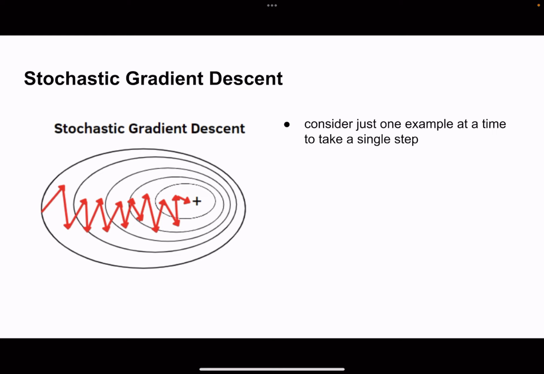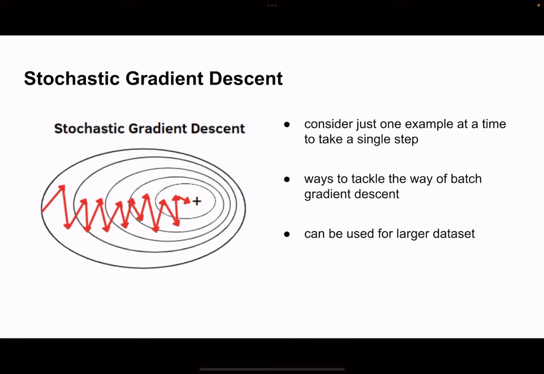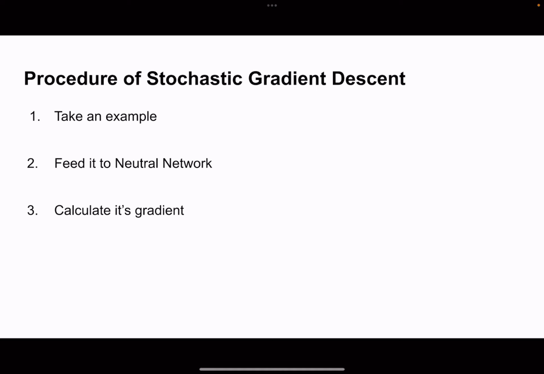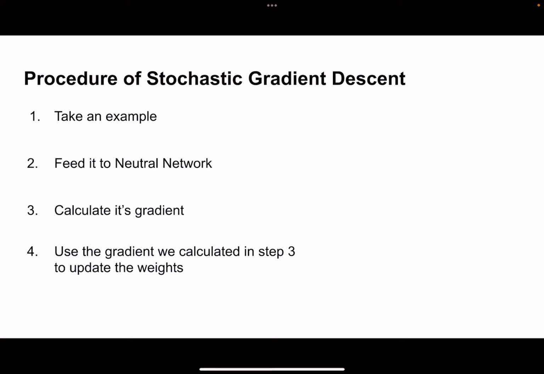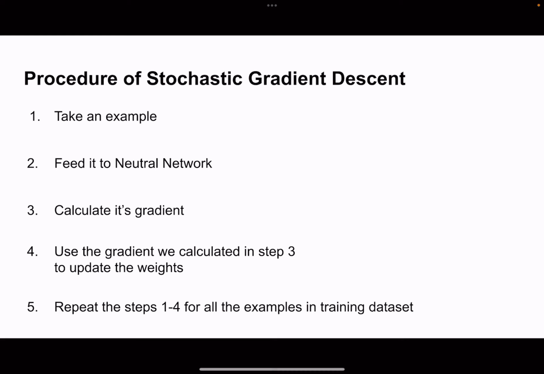SGD, the stochastic gradient descent, considers just one example at a time to take a single step. Also, SGD is a way to tackle the drawbacks of batch gradient descent. It can be used for larger data compared to batch gradient descent. It converges faster than batch gradient descent. There are 5 steps of stochastic gradient descent. First, take an example. Second, fit it to the neural network. Third, calculate its gradient. Fourth, use the gradient we calculated in step 3 to update the weights. Fifth, repeat steps 1 through 4 for the examples in the training dataset.